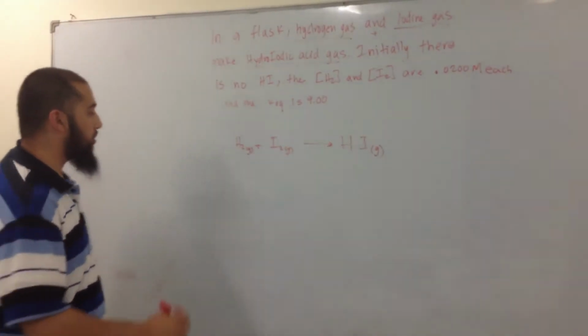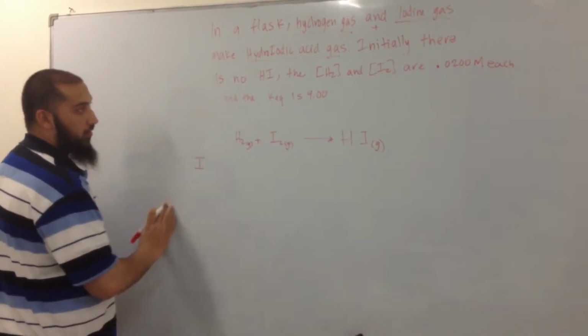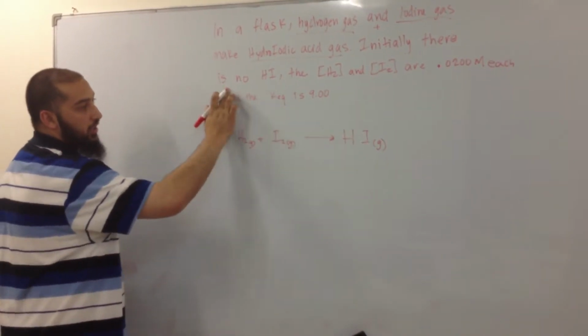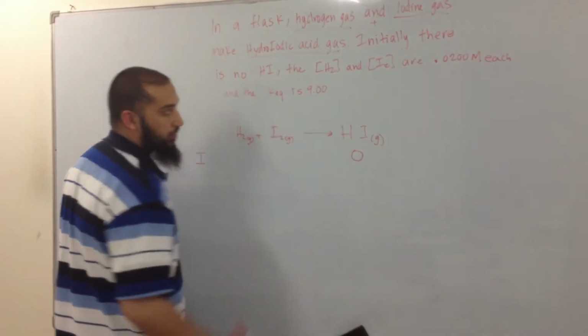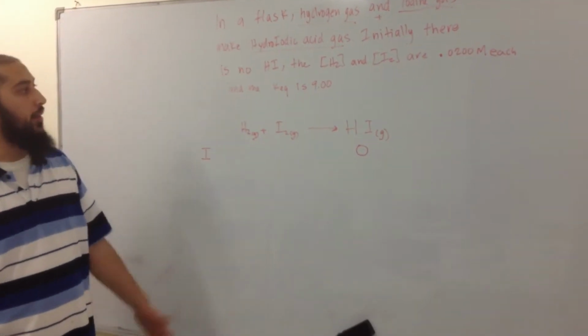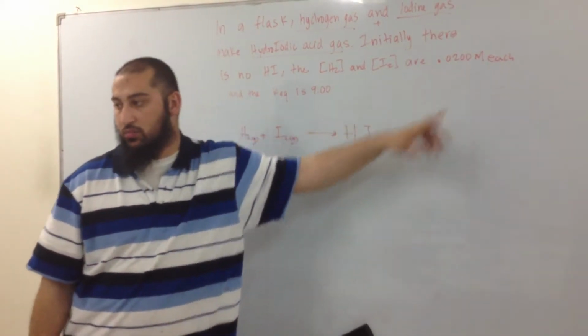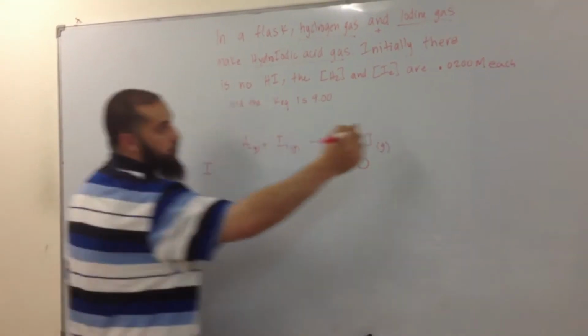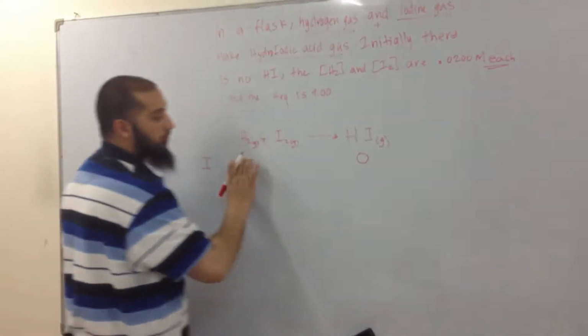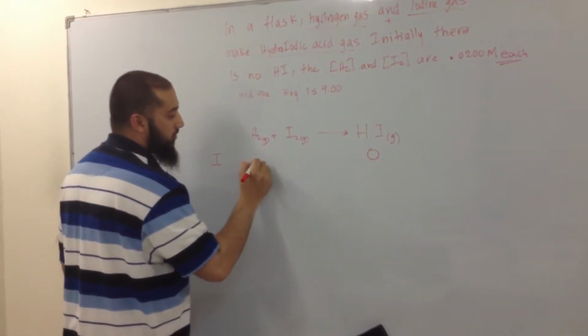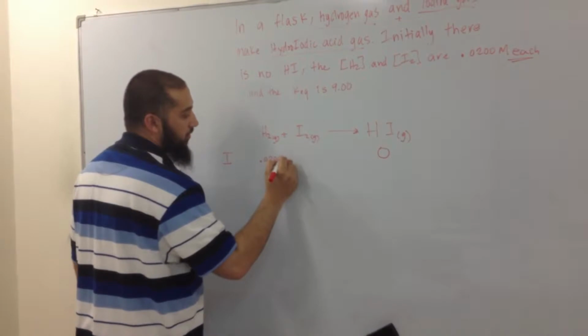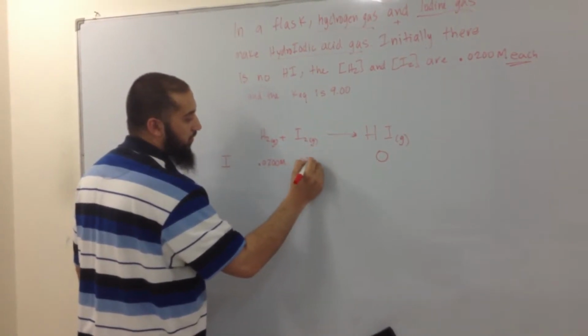So now, the first thing they did was they gave us the initial state. So what do we have initially? That's going to be our I. So initially there's no HI. So this is 0. Right? And then how much H2 and I2 do we have? 0.0200 molarity each. The each is important because that means both of them are 0.0200.